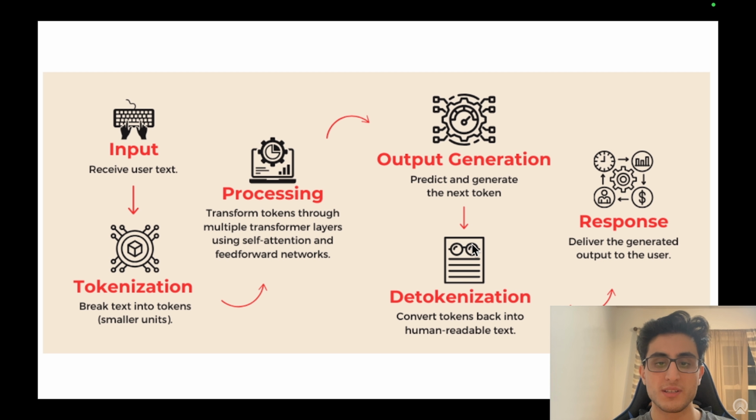And then we're going to detokenize the output, because at the moment, our output is numbers, but we want to go from numbers to letters again, so we can read them, and that's going to be the response. With this in mind, let's go through the code to see how we can create a large language model such as ChatGPT from scratch.